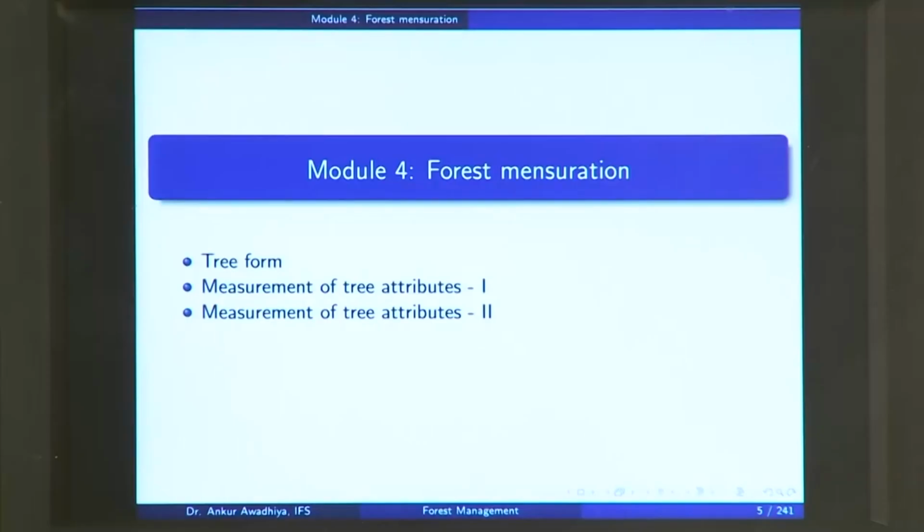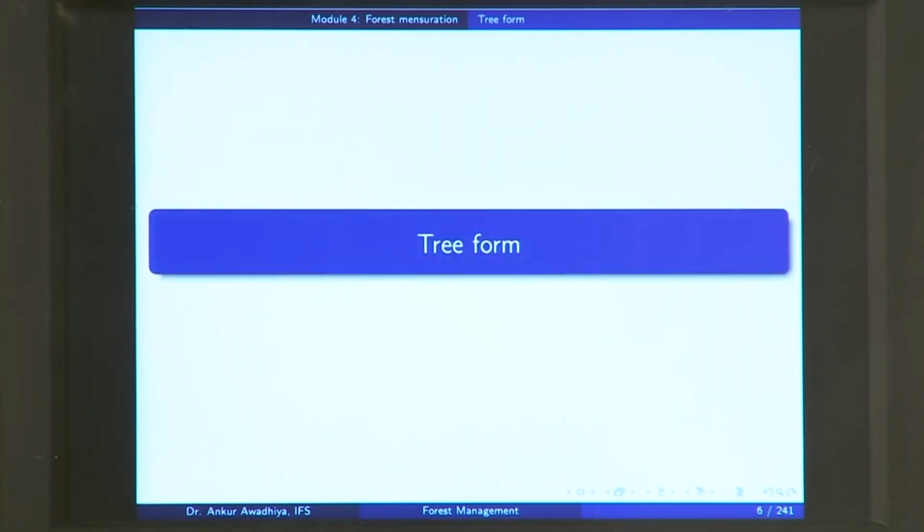Namaste. Today we begin a new module which is forest mensuration. Now mensuration, the word means to measure. So in this module we are going to see how we are going to measure a forest. This module is going to have 3 lectures: tree form, measurement of tree attributes part 1 and measurement of tree attributes part 2. So we begin with tree form.